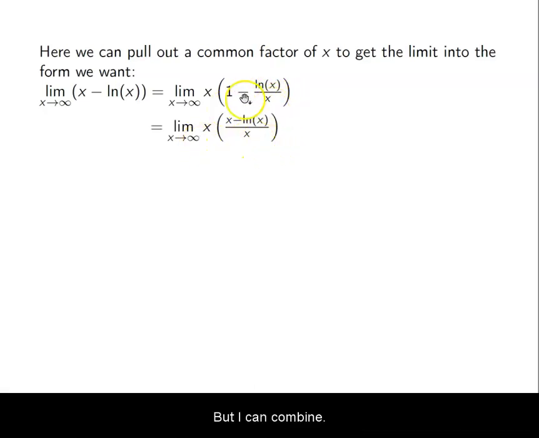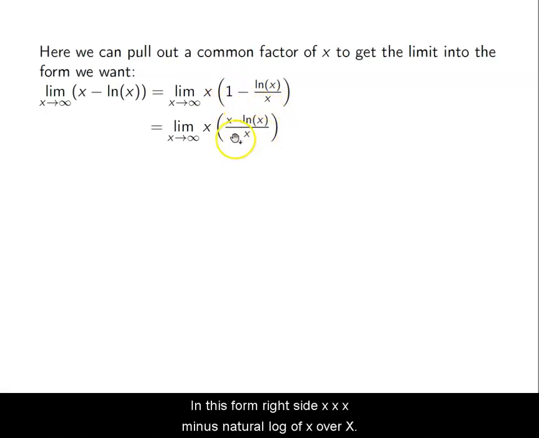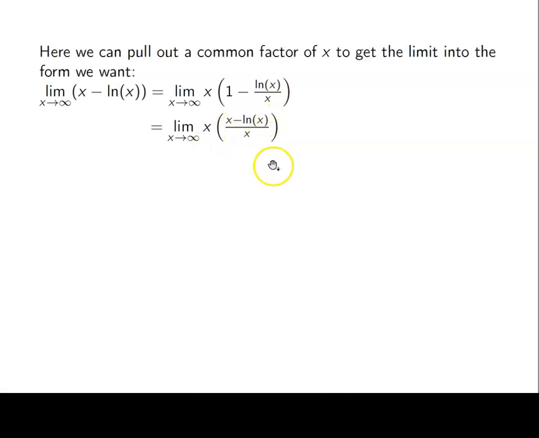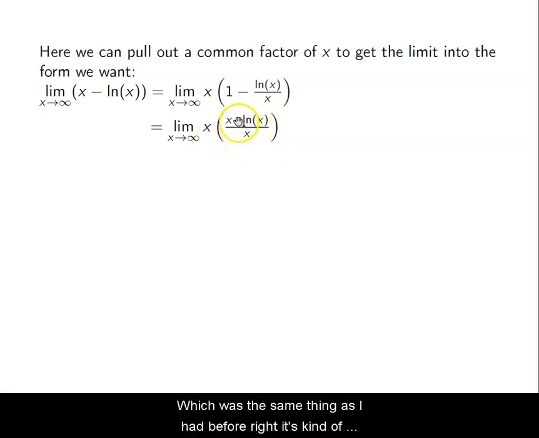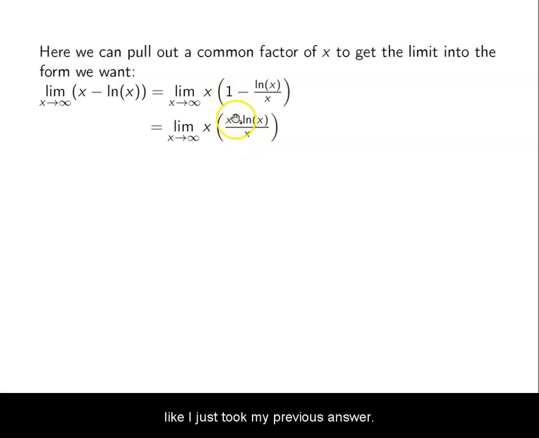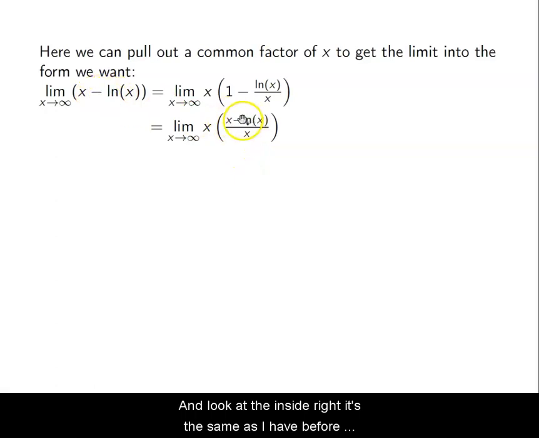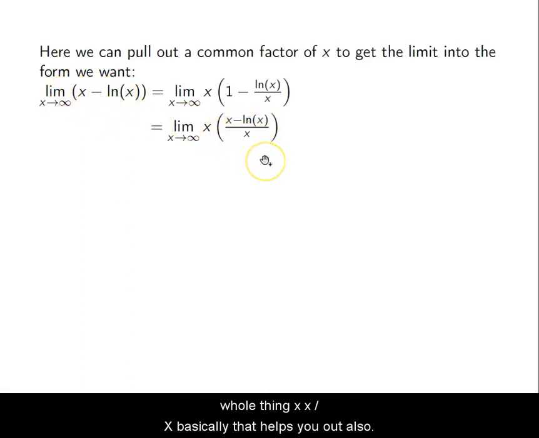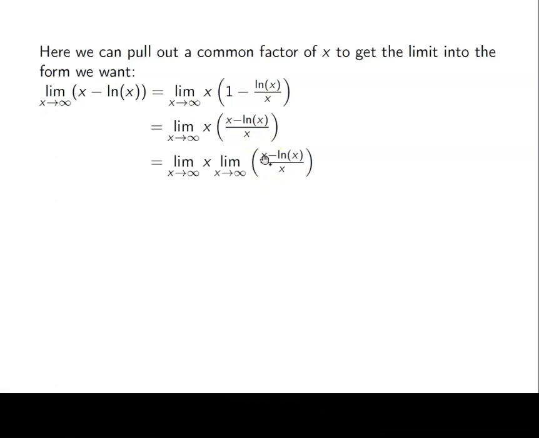But I can combine this now in this form, right? So I have x times (x minus natural log of x) over x, which was the same thing as I had before. It's kind of like I just took my previous answer and wrote it as x over x, and look at the inside: x minus natural log of x is the same as I had before. I just have an x on the outside. I just multiply the whole thing times x over x, basically. That helps you out also to think about it that way.